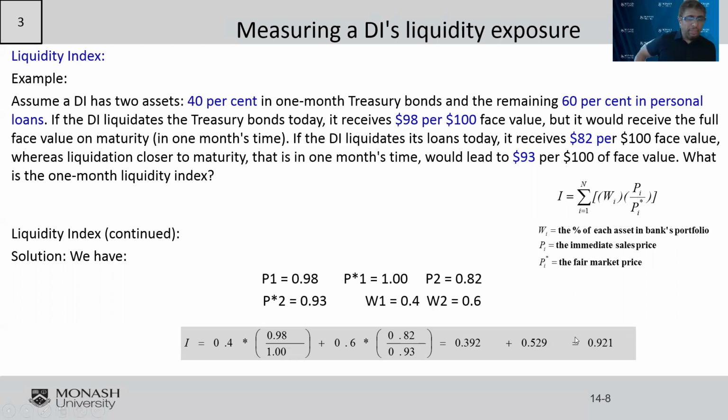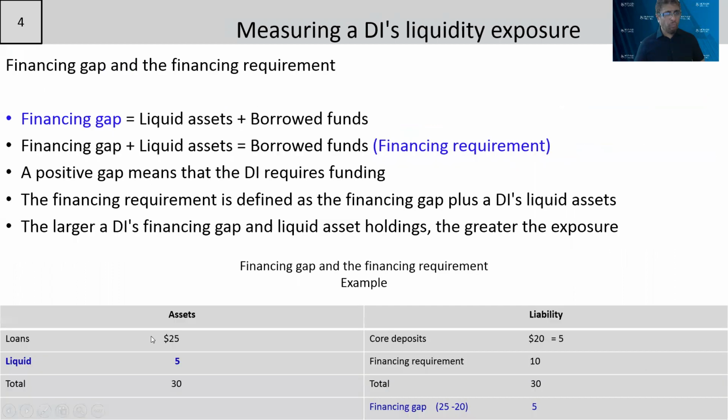92% means that if I liquidate, I will get 92% of my total assets. Of course, if I'm very liquid, I want this to be 95, 97, even 99. But this is what I will get if I decide to sell my assets today.